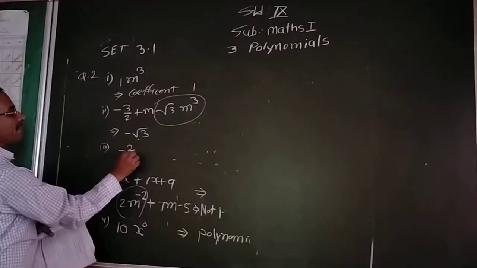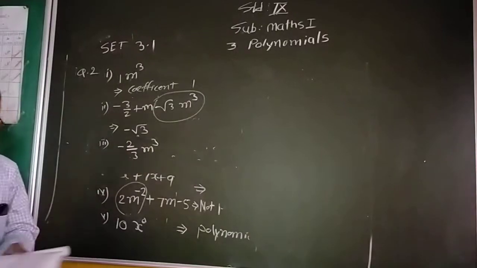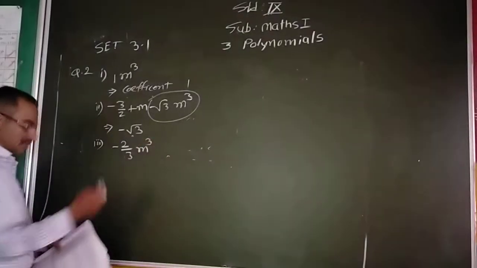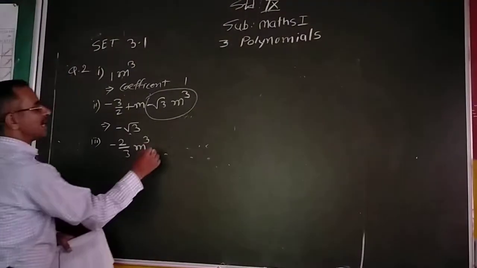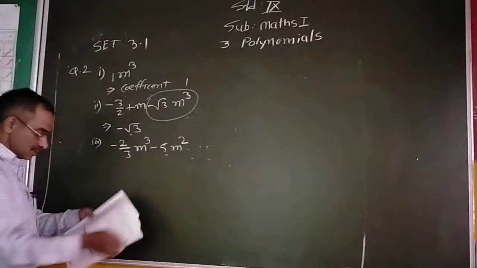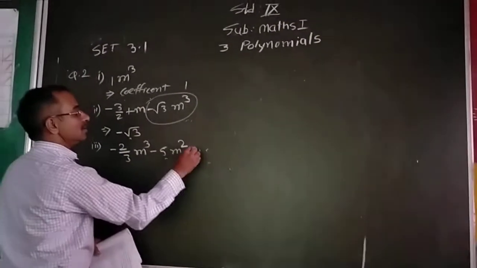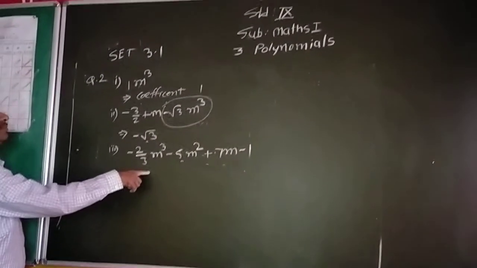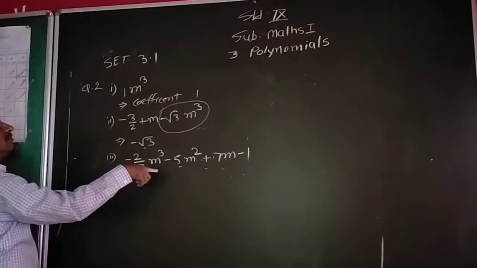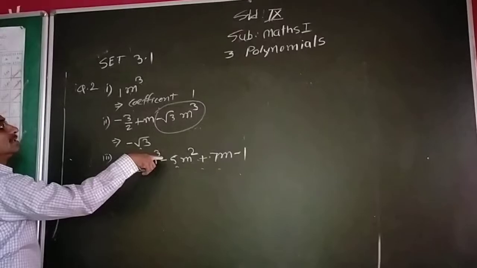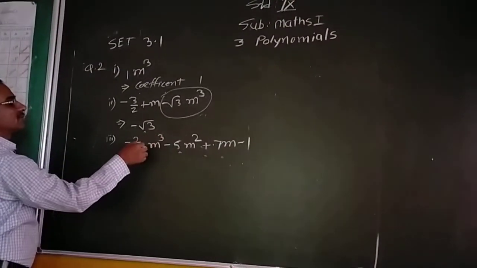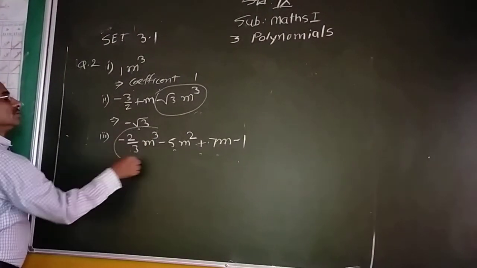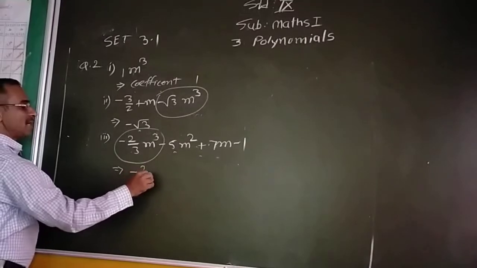Minus 2 by 3 m cube. Minus 2 by 3 m cube. When I am writing the question, suddenly any teacher will give the answer or think it. What is the coefficient of the given variable of a given polynomial? We want here only the coefficient of the m cube. What is the coefficient? 3 is the power, but minus 2 by 3 is multiplied to the m cube. So the coefficient is minus 2 by 3.